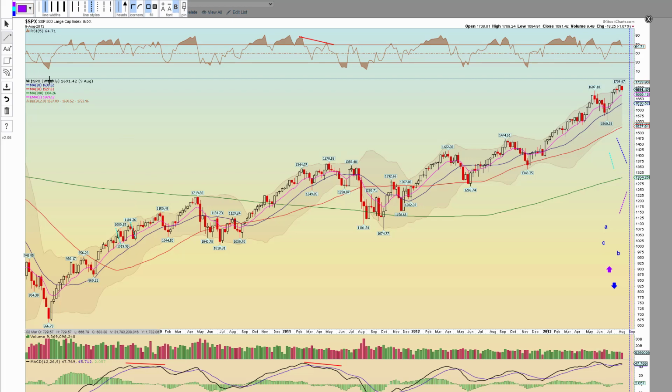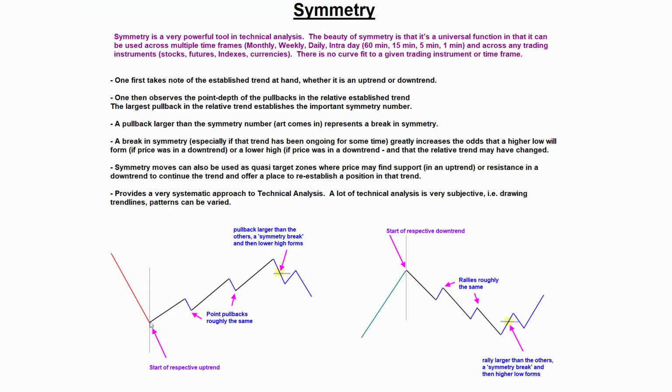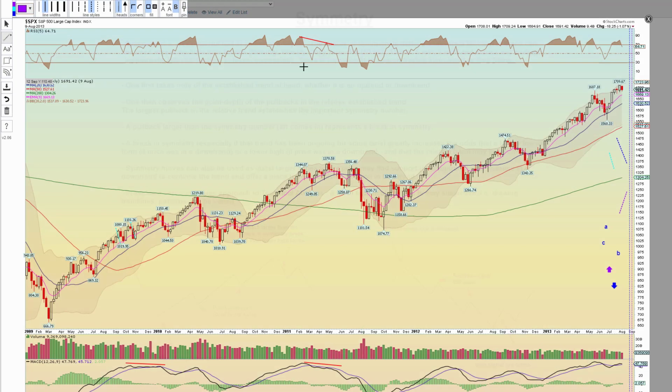This is a weekly S&P 500 chart. You can see we're going back to the beginning of the secular bull market in March 2009. Remember from our symmetry explanation, you want to first establish the trend at hand, whether some significant major low or major high. Well, clearly March 2009 was a major low, so we're going to look at uptrending symmetry. That begins right here.